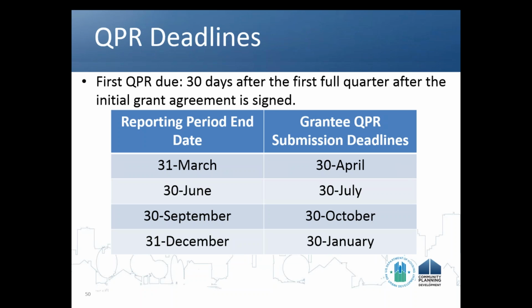Again, some QPR deadlines that you're going to want to make sure you're on top of. 30 days after the first full quarter of the initial grant is signed is when your first QPR is due. Okay? Then after that, these are going to be your grantee QPR submission deadlines. Make sure during that month you're really ensuring that you've got all the right information so you can submit your QPR correctly, accurately, and on time.